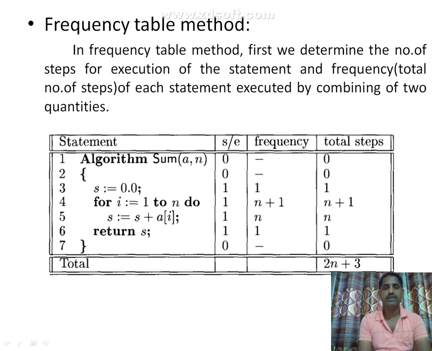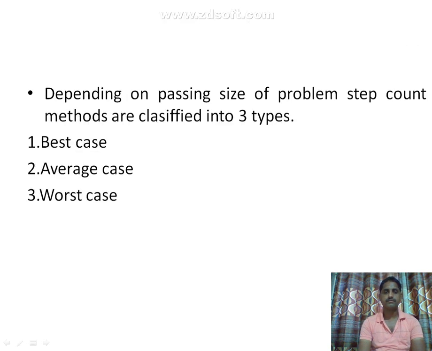So in the frequency table method, first we have to determine the number of steps of execution of a statement, and the frequency, that is the total number of steps of each statement executed, by combining the two quantities. Depending on the input size of a problem, step count methods are classified into three types: the best case, average case, and worst case.